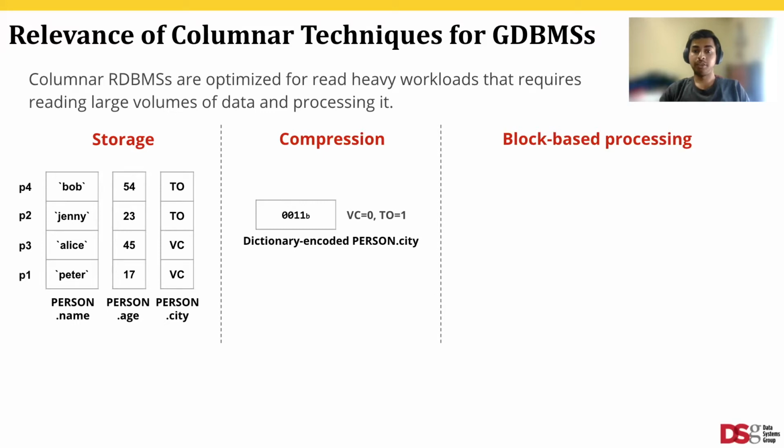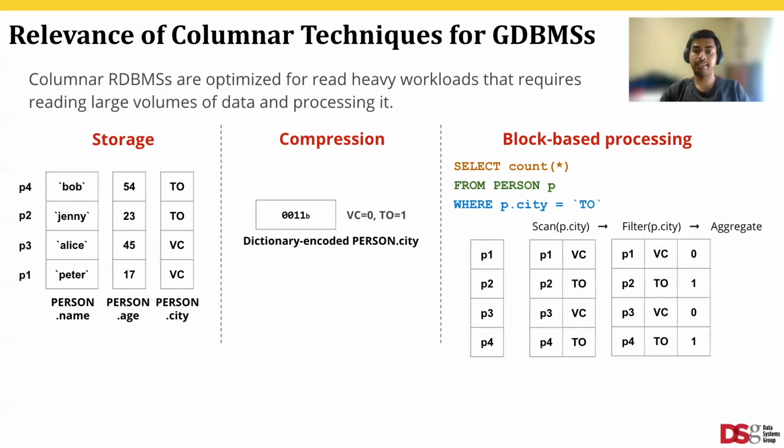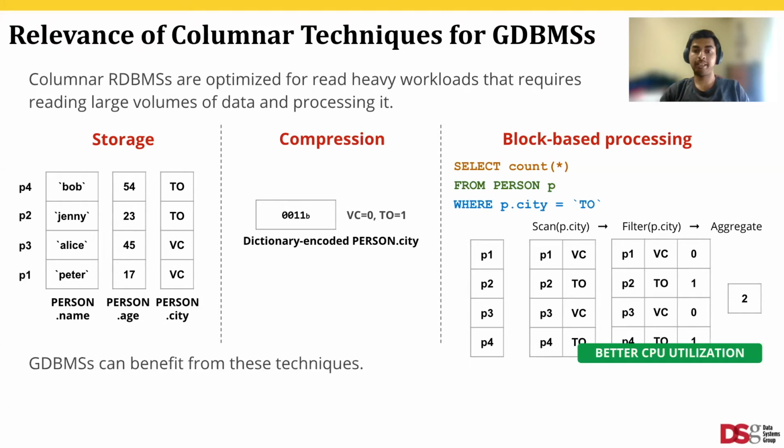Consider a query to count the number of persons in a city and a simple plan that scans the city of person, filters, and finally aggregates. In traditional volcano style processing, this happens tuple at a time, starting from P1, P2, then P3, and finally P4. This does not exhibit good cache locality as reads are random. In comparison, a block-based processor reads all of the person's city column together, then it filters and finally aggregates in a tight loop. Here, sequential reads on a chunk of data lead to better CPU utilization. These techniques are highly relevant in context of GDBMS and can make them more competent.